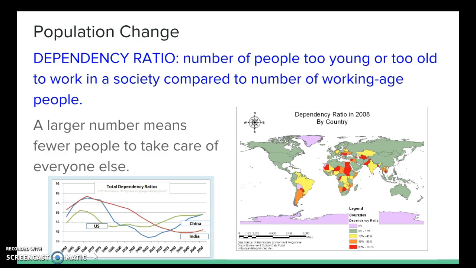But if you notice, China, which is the blue line, at the end of the graph starts to creep up again. That's because the one-child policy was too effective. People had so few kids. Now when they retired, who's there to take care of them? So the dependency ratio in China is going to go up again because there are so many elderly now to take care of.